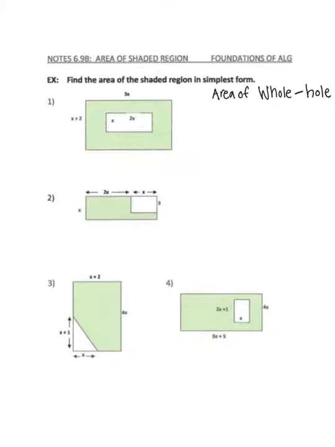So if we look first for the area of our whole big shape, that would be this 2 plus x and x times 3. So we would write it as 3x times x plus 2. That's the area of our whole shape. Now for the area of the hole in the center, that would be x times 2x. So we're going to subtract 2x times x. So that's our general equation, but it wants it in simplest form.